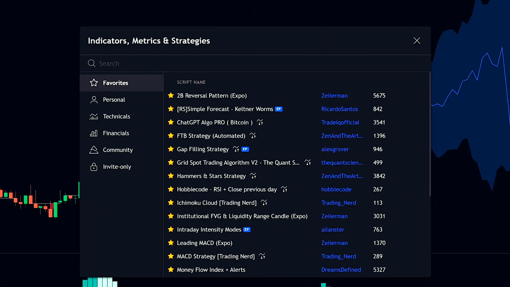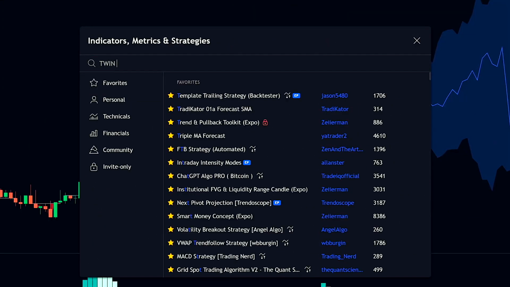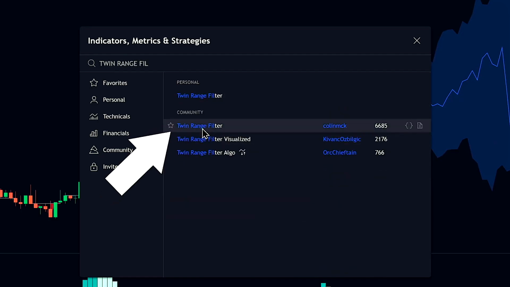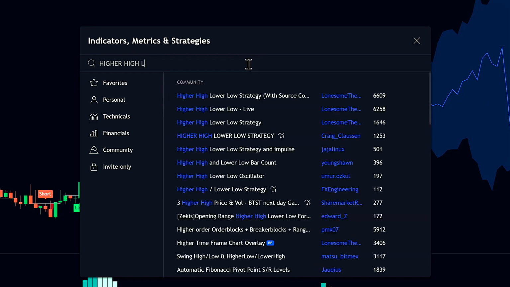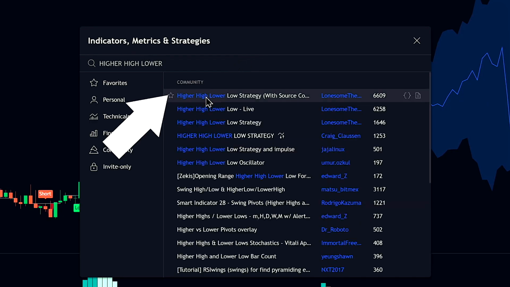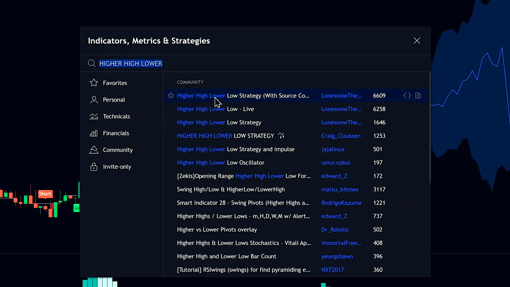Alright, back to the strategy. The first indicator we need to add is Twin Range Filter by this amazing author. After that, we'll add the higher high, lower low strategy, which is this one by Lonesome the Blue. Big shout out to all of them.